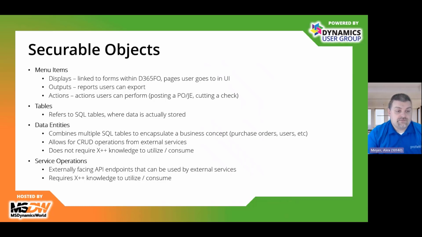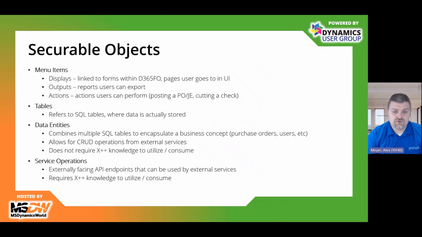And then the next securable object type would be data entities. So these are a somewhat new concept within F&O. And what they do is they combine multiple different SQL tables to encapsulate a business concept. Really what that means is that a lot of the data within D365 F&O is normalized, so it's going to exist across a number of different tables within the system. And so data entities really join those tables back together to allow the end user to more easily work with these different ideas or topics in the system.